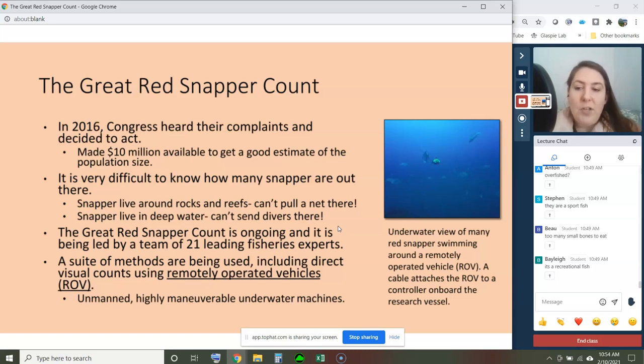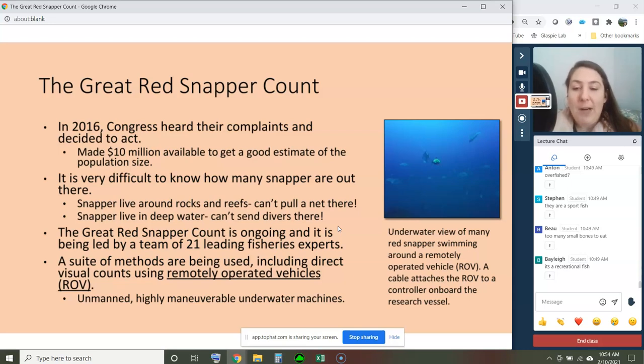And so a team of 21 leading fisheries experts developed a program that is affectionately called the Great Red Snapper Count. It's not its official name, but that's what everybody calls it. And this is ongoing, so this is something that's been going on for the last couple of years. And the reports will probably start coming out of this soon.